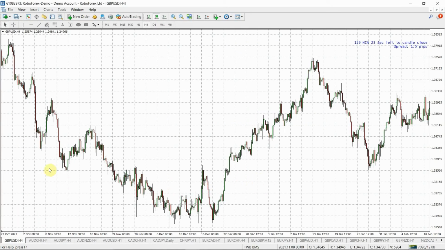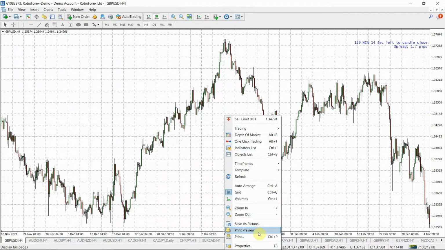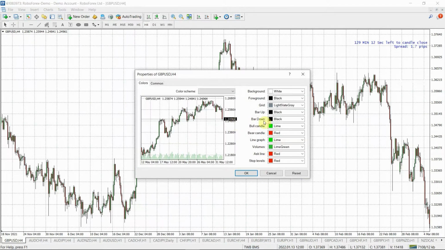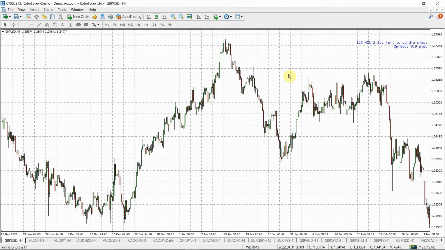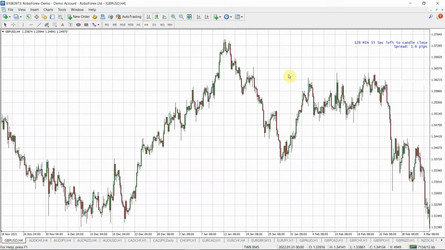Alright, so what do we have here today? We have the GBP USD on the H4. Once again, in case you're wondering how I have my chart like this, simply go to your properties and then pause this video, copy this to your MT4. Just change your background to white, foreground to black, and so on. Some of you don't like the grid, so you can remove that by Ctrl G. You have that off, Ctrl G, you have that on. I like to have my grids on.